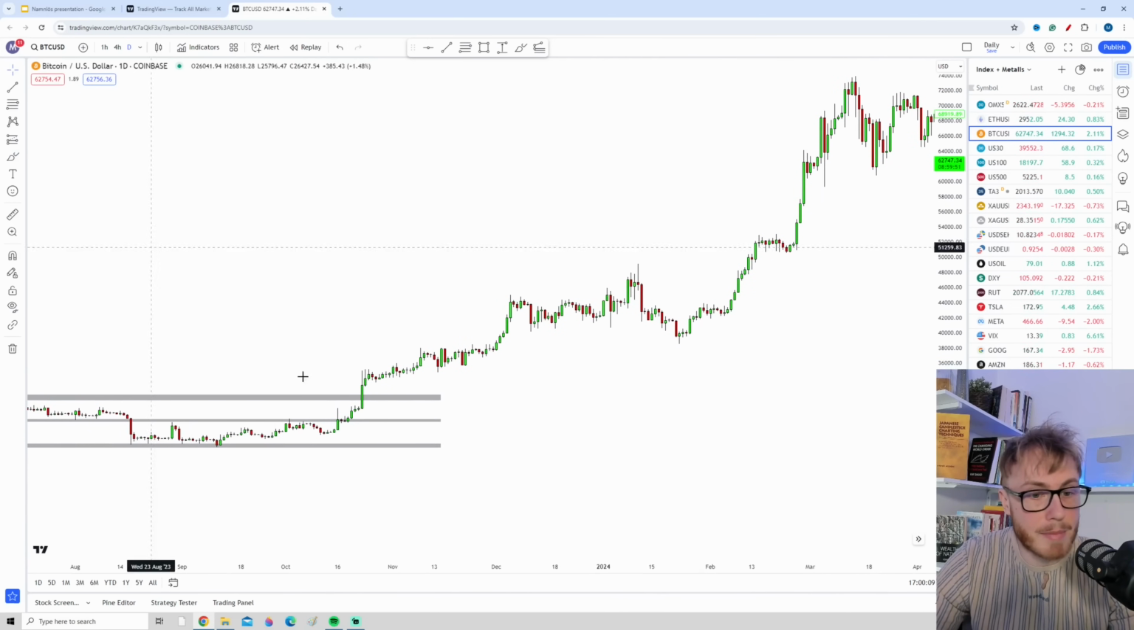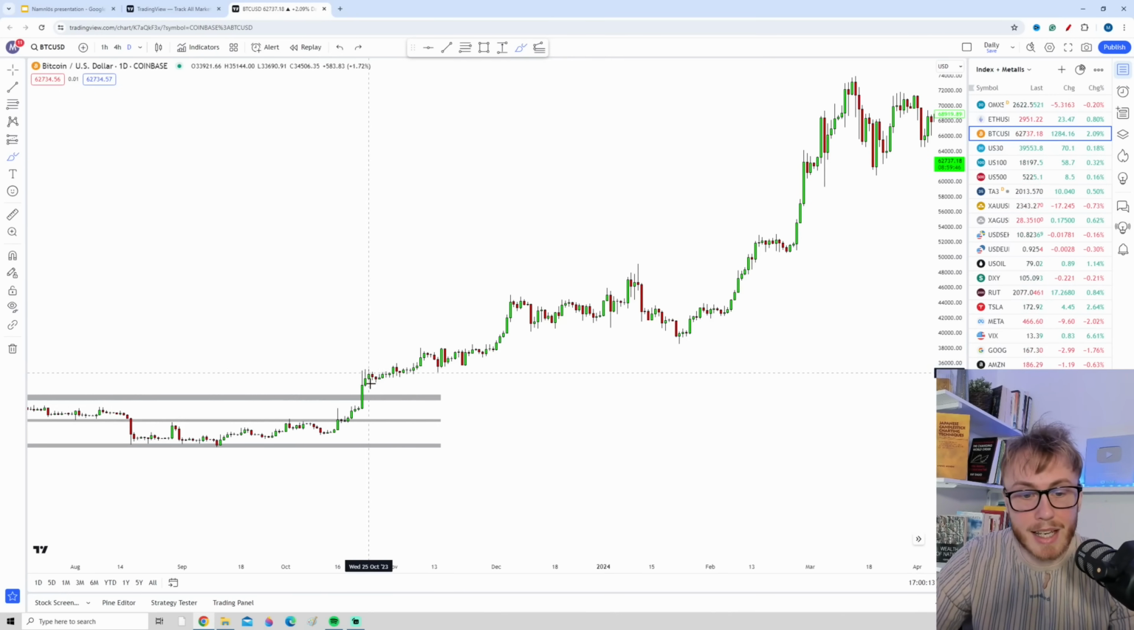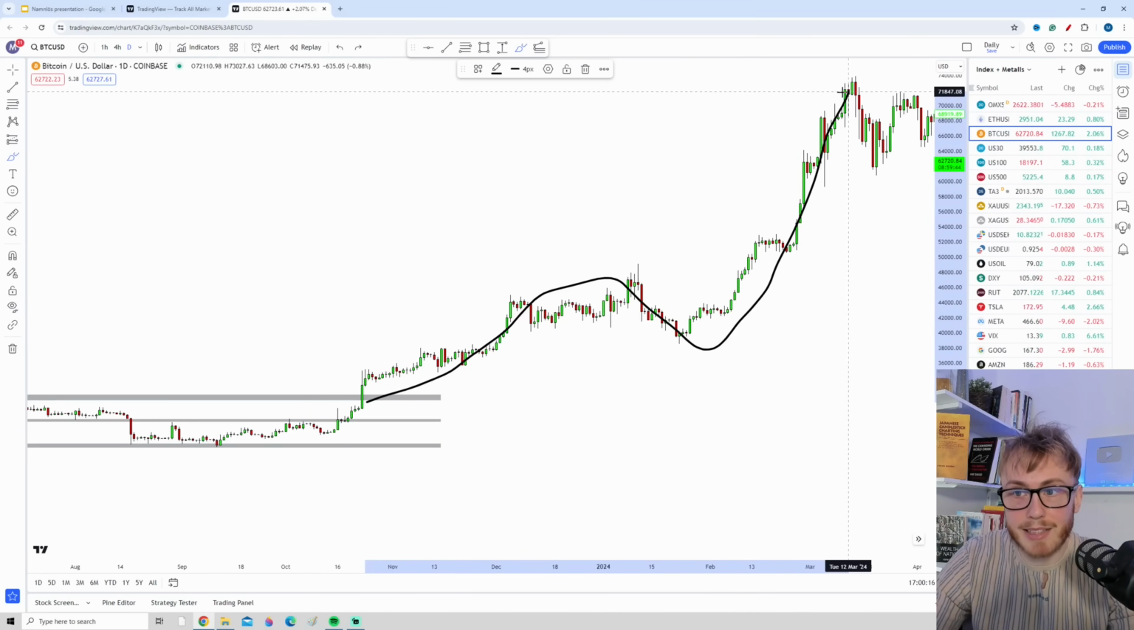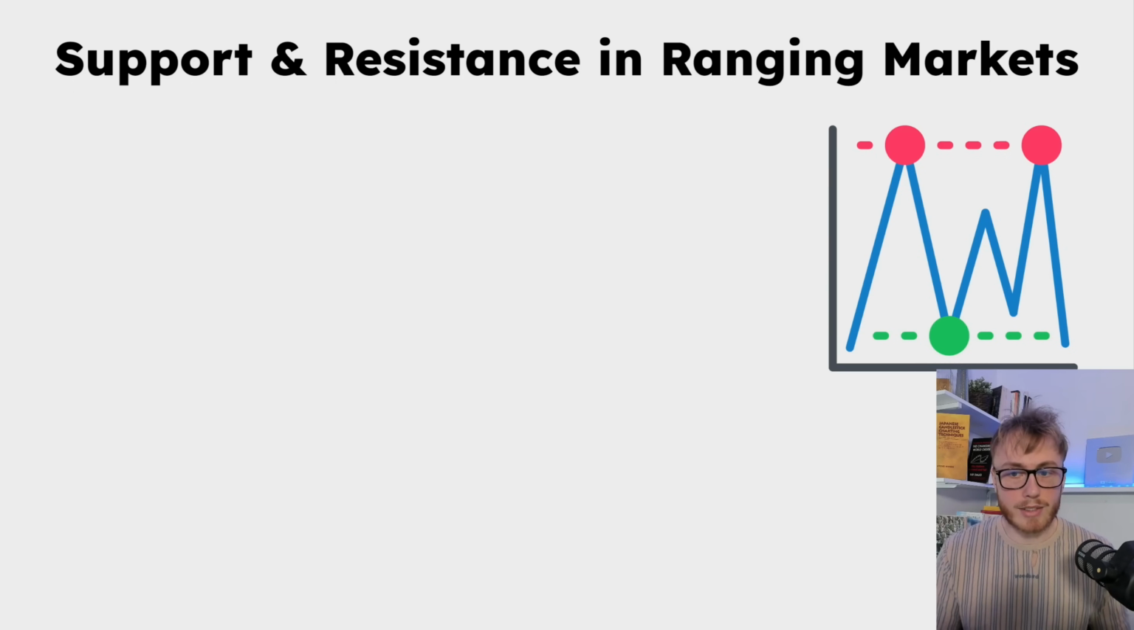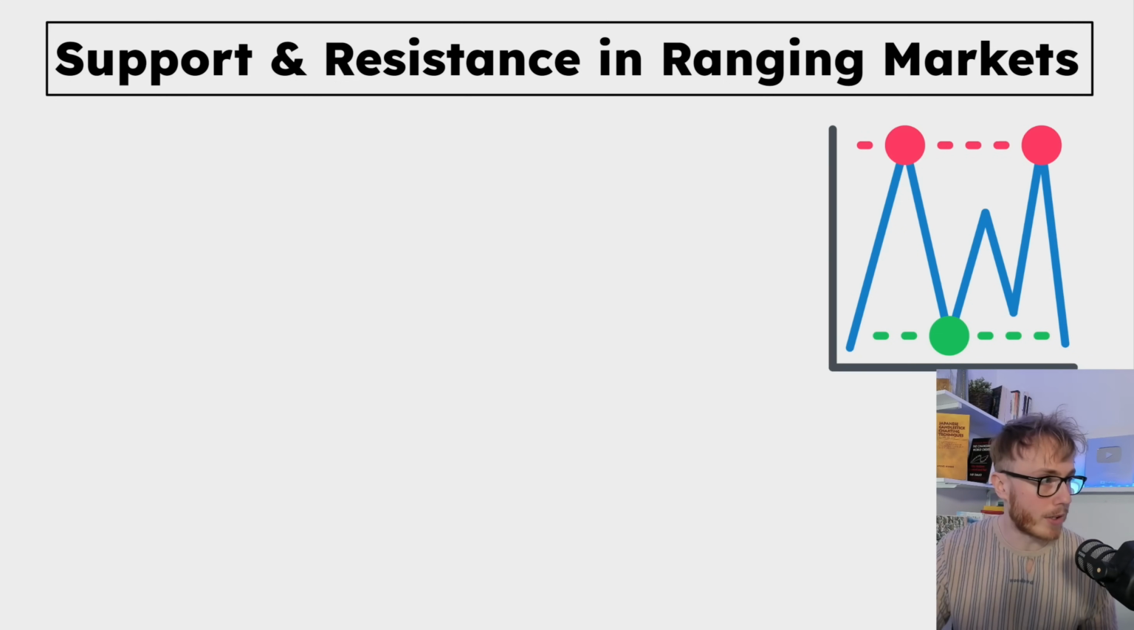You can see this breakout all the way down here, a break of a key resistance was the beginning of this massive run. But all right, so now when you know the formula for drawing support and resistance, we are ready to take a look at more specifically how to draw support and resistance in ranging markets. Later on, we will also take a look at how to draw support and resistance in trending markets as well. And that is, of course, also very important. But let's begin here with ranging markets.